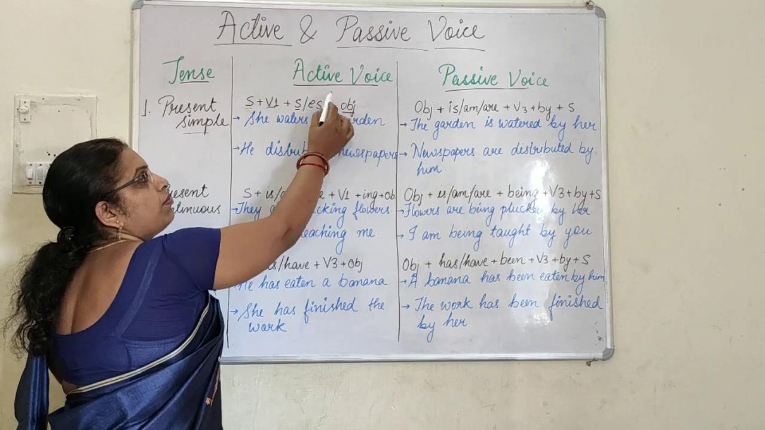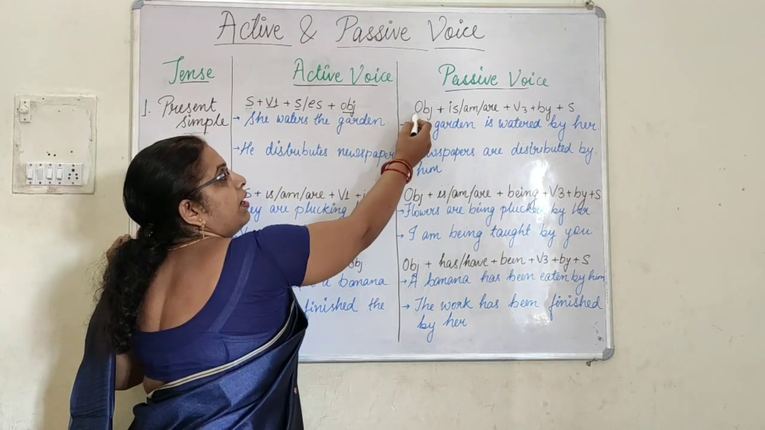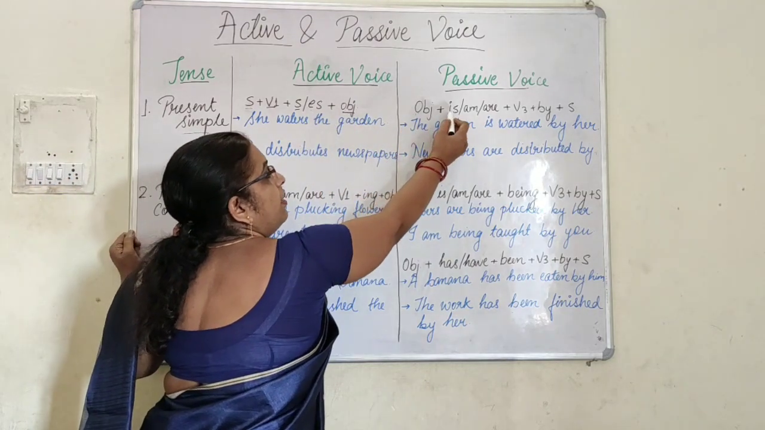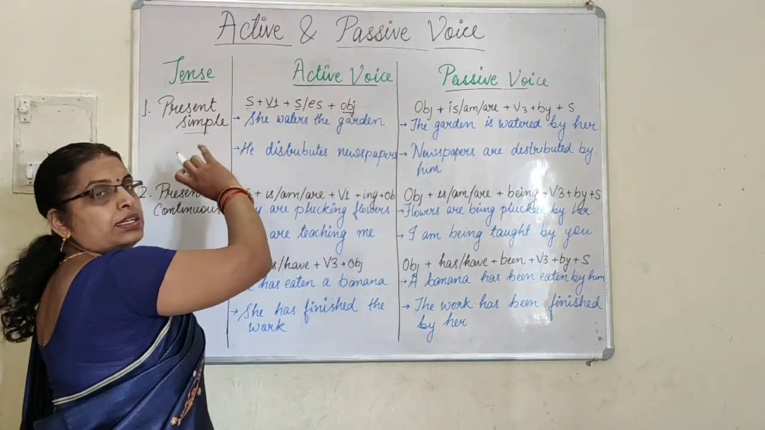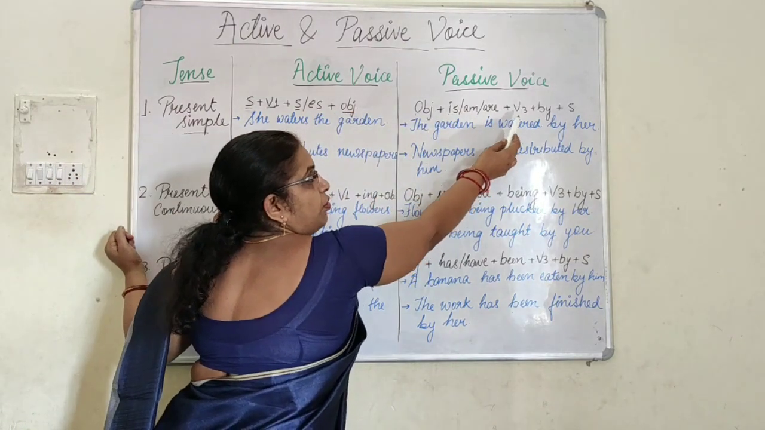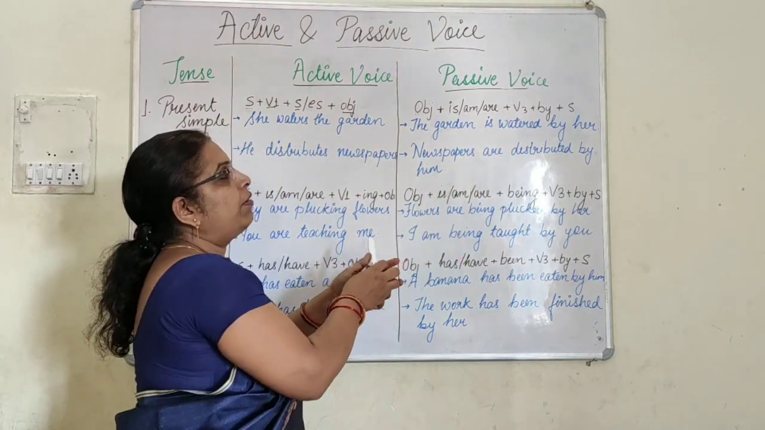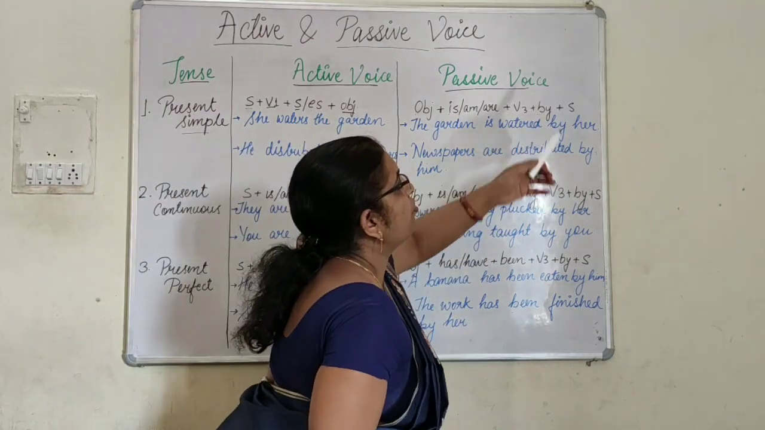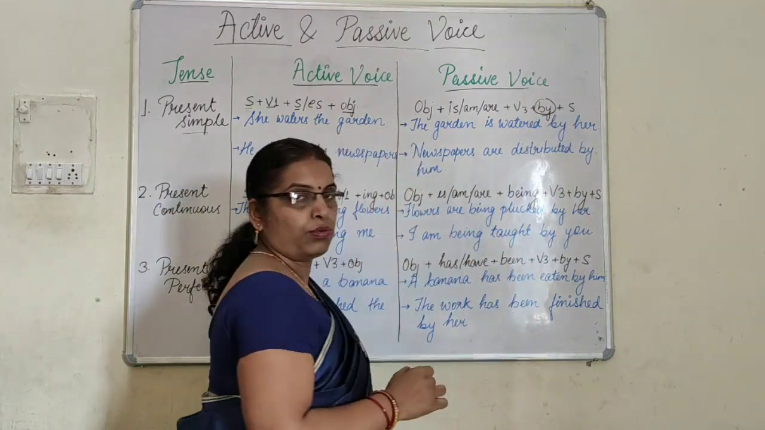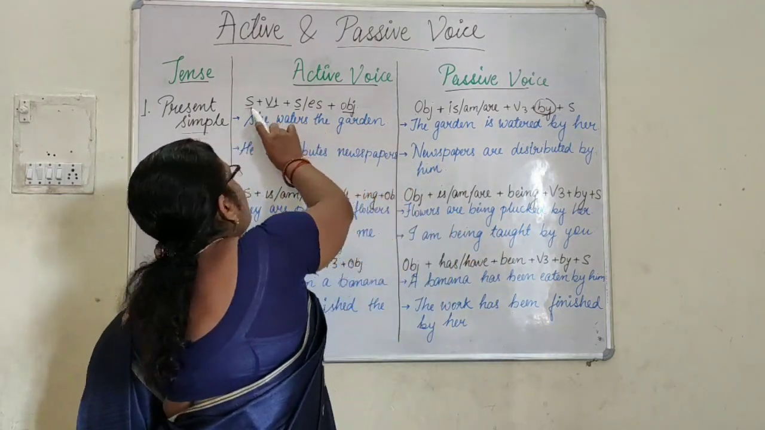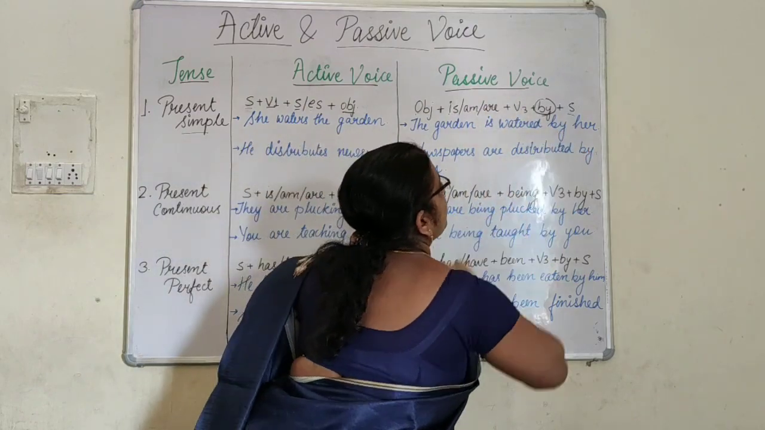The object comes first, it is written first, then is, am or are depending upon the object. The verb is changed into third form, and afterwards what is used? By is used. This is the change you have to do. By should be used in passive voice, and this subject comes at last.